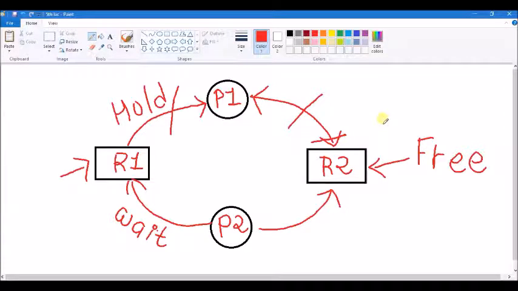Okay, so that's it for today's lecture. In the next lecture, we will take an example of Banker's algorithm, and I will teach you how to solve examples of Banker's algorithm in your exams.